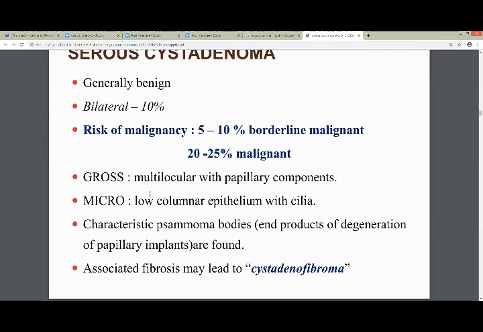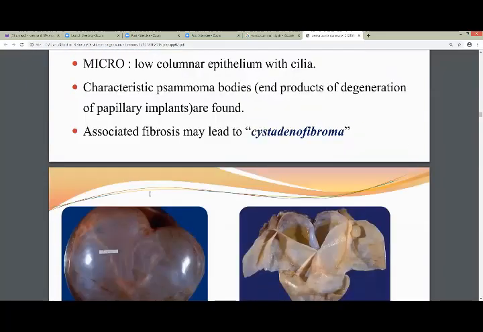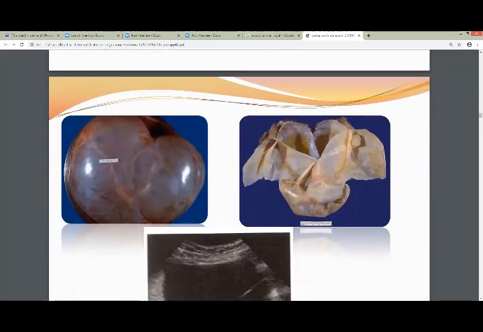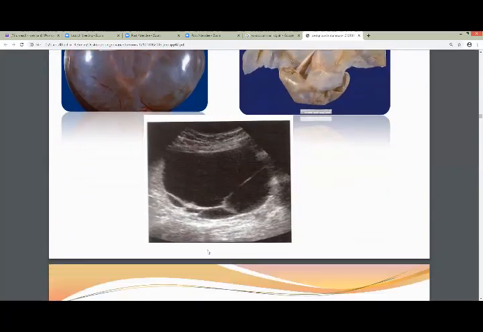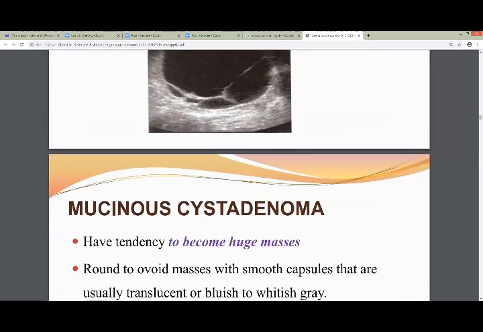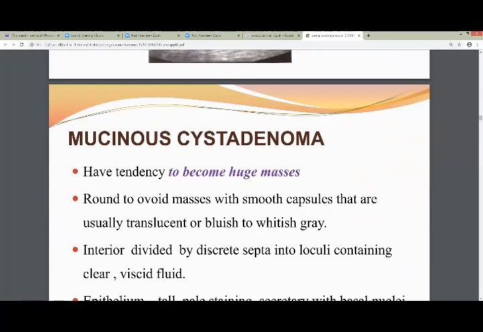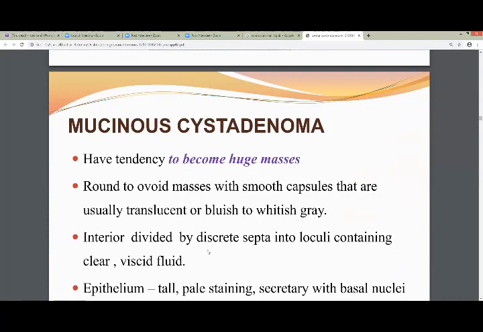As the name indicates, most of the serous fluid will be present in them. You can see this is how serous cyst adenomas can present, with big masses but with clear cystic fluid. If we opened it, the picture was like this. See, the cyst wall is cystic, and there is a clear fluid. You can see in this picture as well, there is septation and the clear fluid.